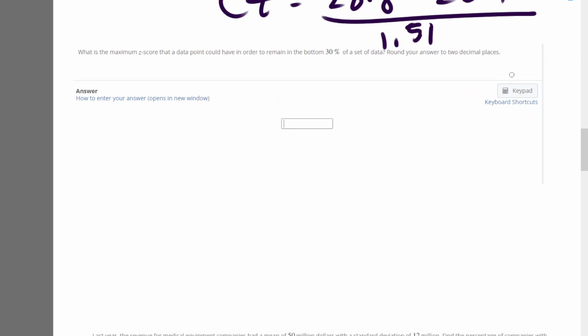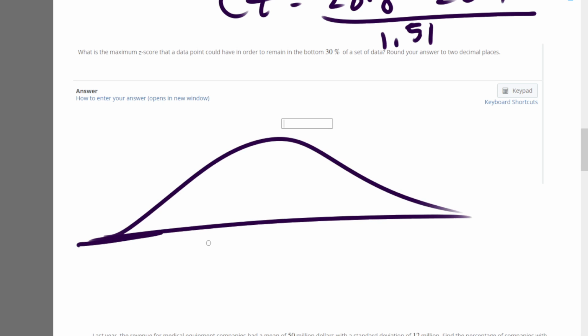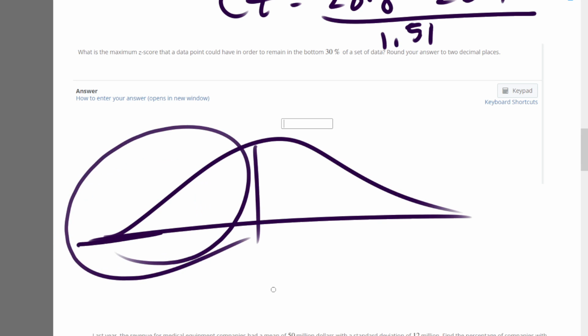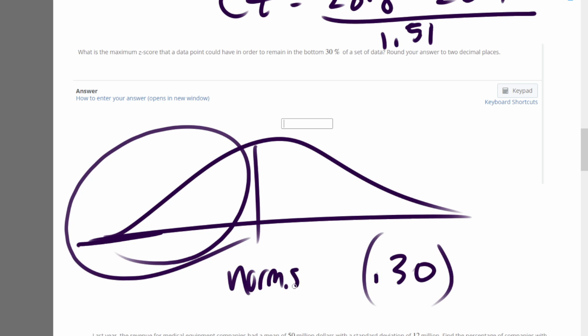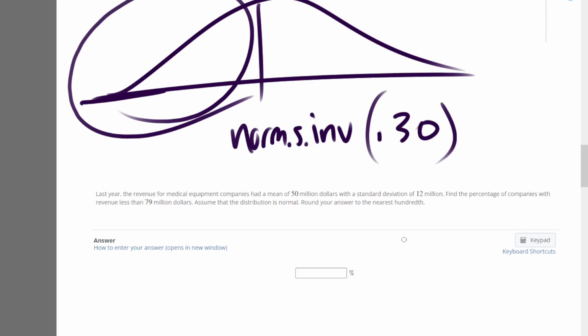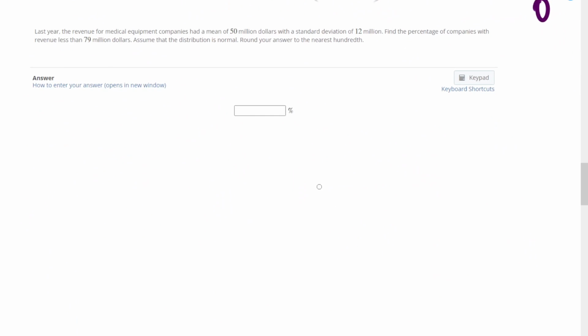This question is asking for the maximum z-score that a data point could have in order to remain in the bottom 30%. So we're going to use our norm.s.inv and plug in 0.30. Well, we don't need the percent in that case. And you don't need a true for that one.